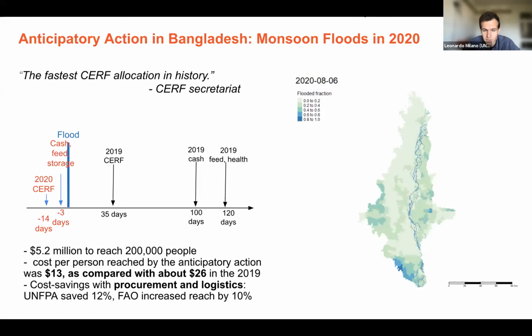Which means that we can reach more people with the same limited amount of funding. The fact that we're not acting during a crisis also has other benefits, for instance on logistics and procurement. And we have seen that organizations manage to also optimize the costs related to anticipatory action.